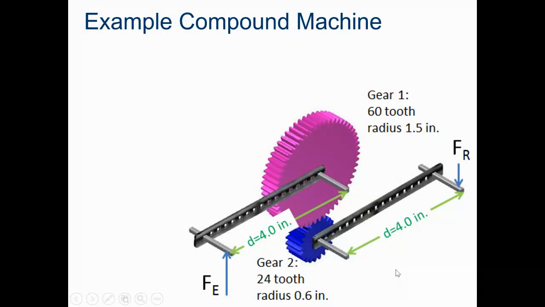Here's an example of a compound machine. And what we're going to see here is that while they're going to call this wheel and axle, it's a lever. We look at this lever and we're going to apply force to this lever, and our lever arm is 4 inches, the distance from the fulcrum out to where the force is being applied. And that is going to cause this gear to rotate. And that gear is going to cause this gear to rotate. And when that gear rotates, it's going to cause this other lever to move.